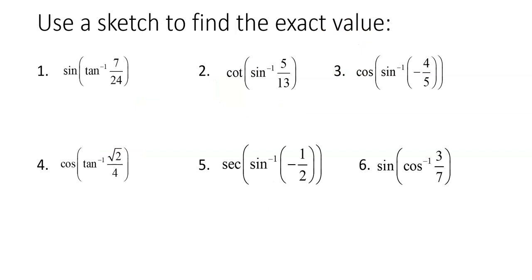All right, let's try these. Sine of the inverse tangent of 7/24. So again, we'll draw ourselves a right triangle. Tangent is opposite over adjacent. Opposite, adjacent. Again, this thing here represents an angle. You're going to need to use the Pythagorean theorem to find the third side. The third side is 25.